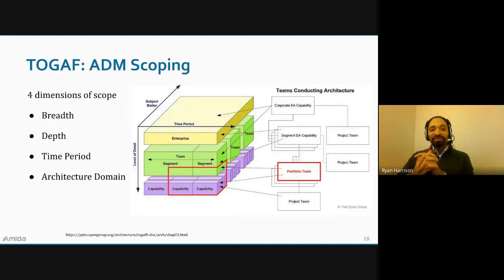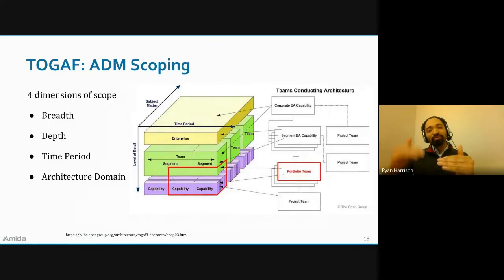The ADM also defines scoping, the four dimensions of scope being breadth, depth, time period, and architecture domain. And you would actually define these in your statement of architecture work. Your executive stakeholder says, all right, I want some architecture done. And then you say, all right, we're going to define this as only the data architecture. We're going to go to the logical level. We're going to do it in a month, et cetera, et cetera.